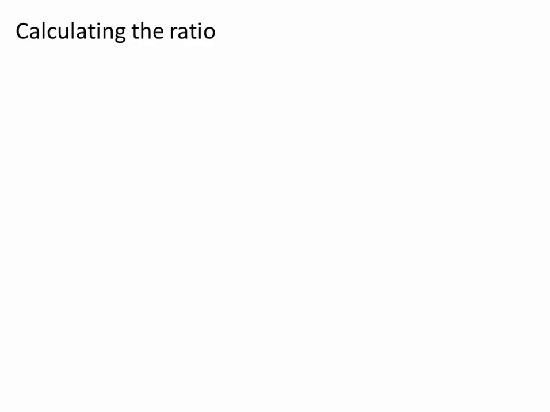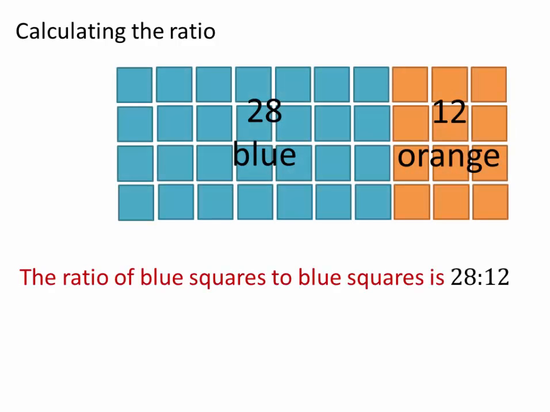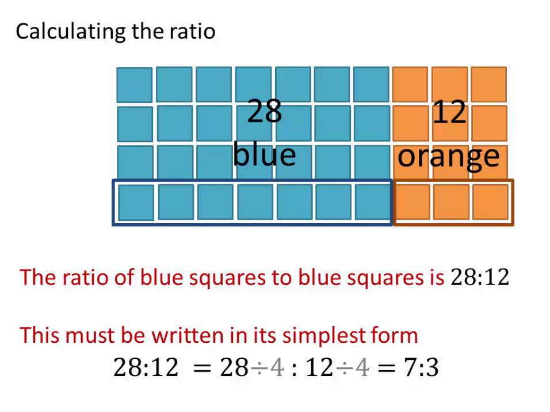You can be asked to calculate the ratio. Now you'd be given something like this. We know the ratio is 28:12, but you must write that in the simplest form. So all you do is look for the highest common factor of 28 and 12, and you divide both numbers by that number. So in this example, we've got to divide both of them by 4. 28 divided by 4 is 7, and 12 divided by 4 is 3. So the ratio is 7:3, and you can see that there. 7 blue squares to 3 orange squares has just been repeated 4 times.